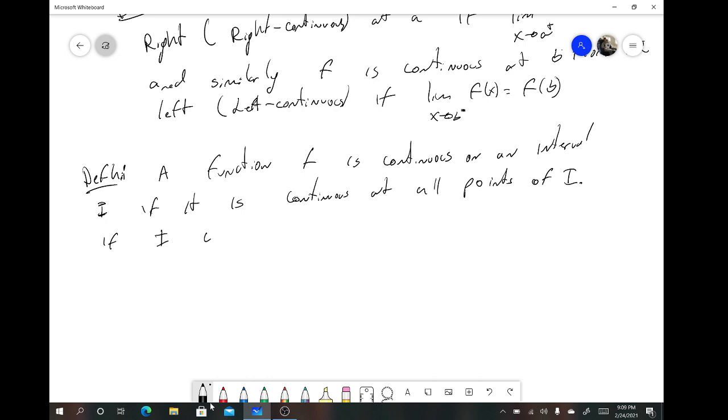If I contains endpoints, then continuity on I means continuous from the right or left at the endpoints.